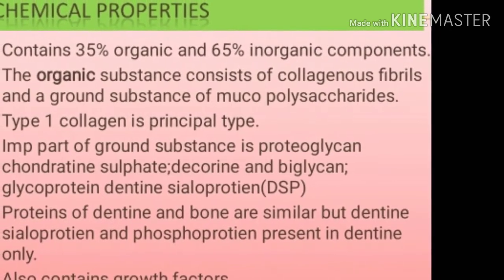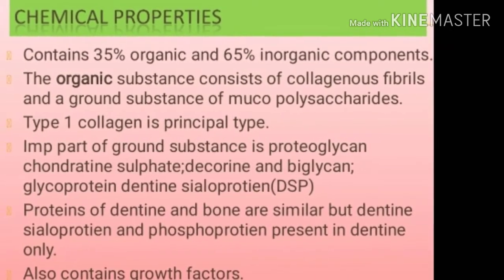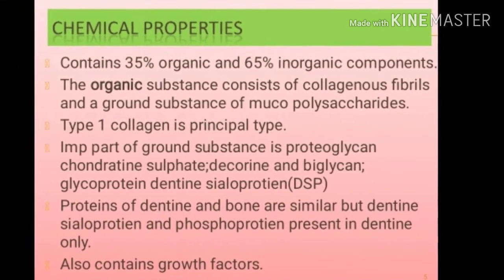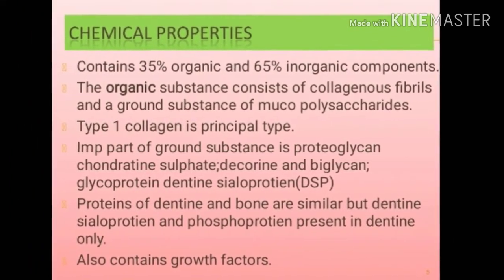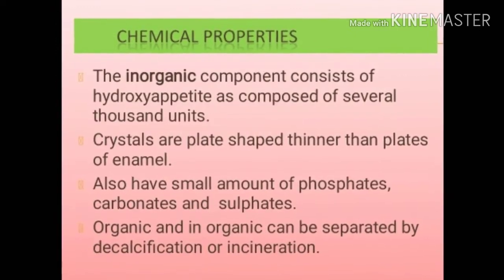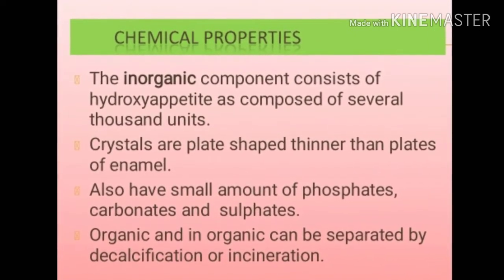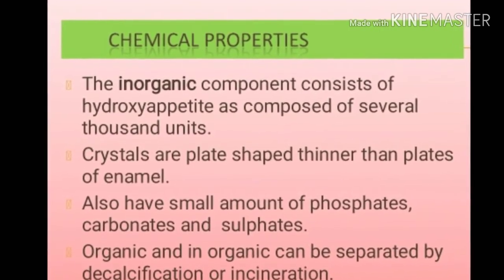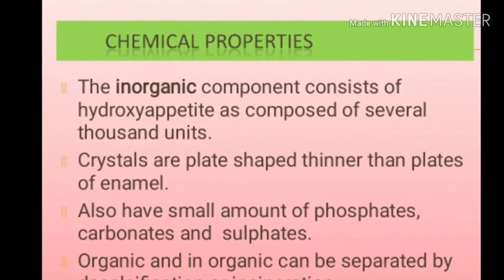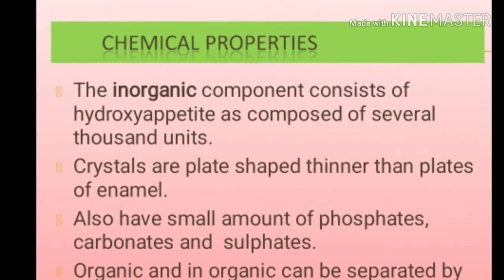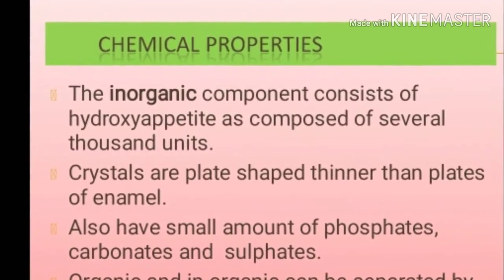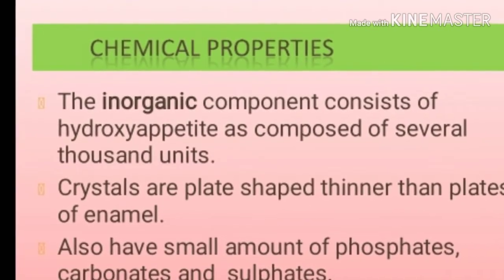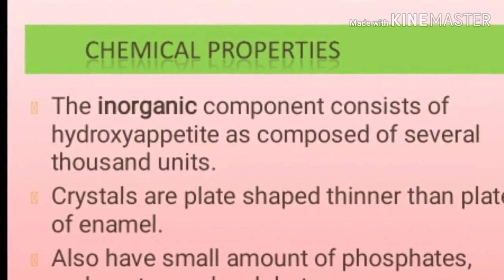Proteins of the dentin and bone are similar, but dentin phosphoprotein is present in dentin only, and dentin also contains growth factors. The inorganic component consists of hydroxyapatite, composed of several thousand units. Crystals are plate-shaped, thinner than plates of the enamel. Also a small amount of phosphate, carbonate and sulfates. Organic and inorganic components can be separated by decalcification or incineration.